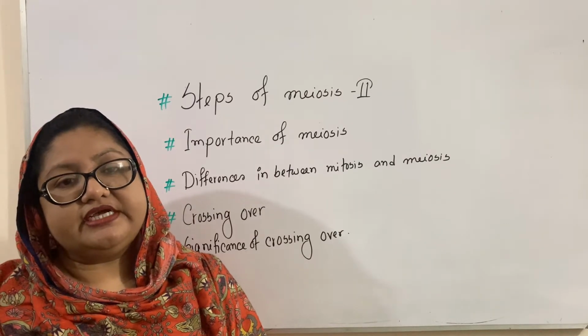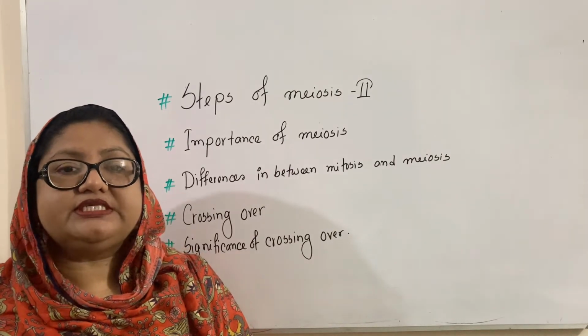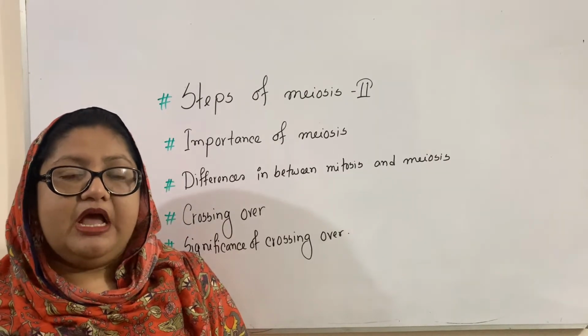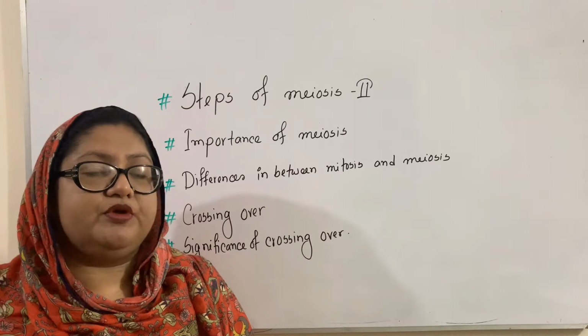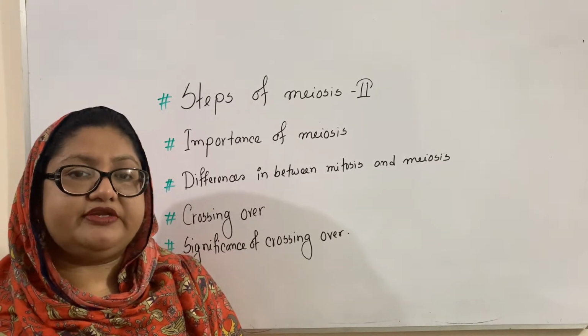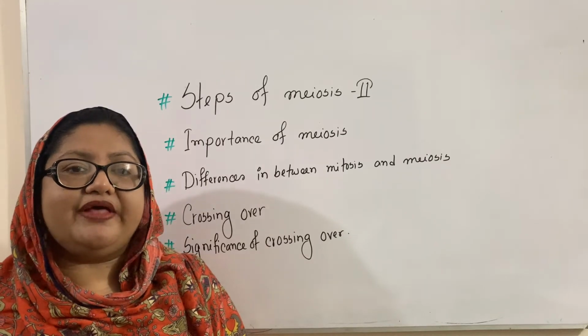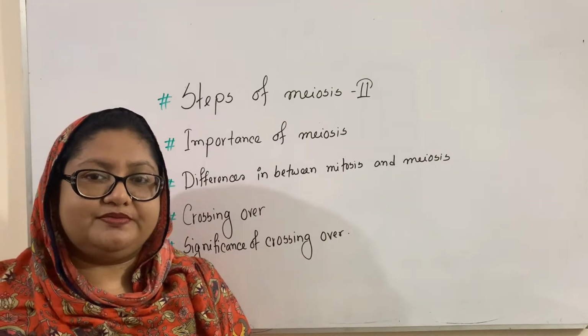Today, I will discuss Chapter 2. The name of this chapter is Cell Division. I will discuss some important topics from this chapter. My today's topics are steps of Meiosis 2, importance of Meiosis cell division, the differences between mitosis and meiosis, crossing over, and the significance of crossing over.